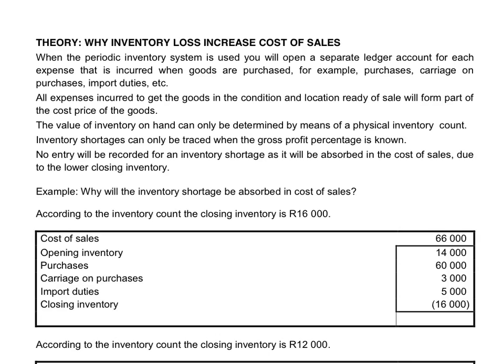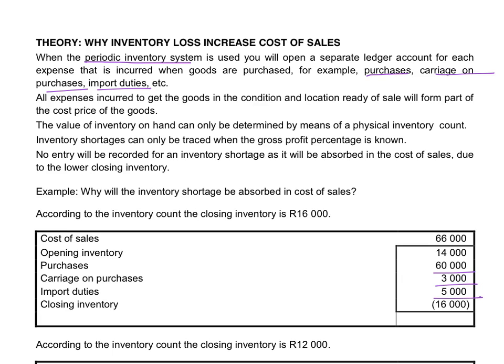Good morning. We will pay attention to inventory loss and why the inventory loss increased cost of sales. When we use the periodic inventory system, you will open a separate ledger account for each expense that is incurred when goods are purchased. For example, you will have a purchases account, you will have a carriage on purchases account, and you will have an import duties account.